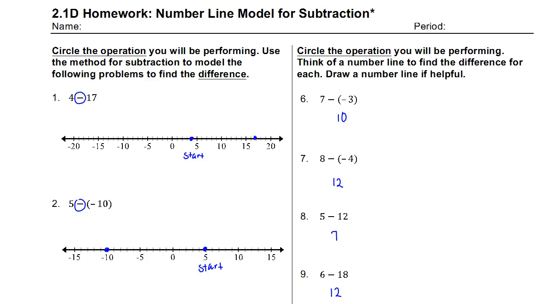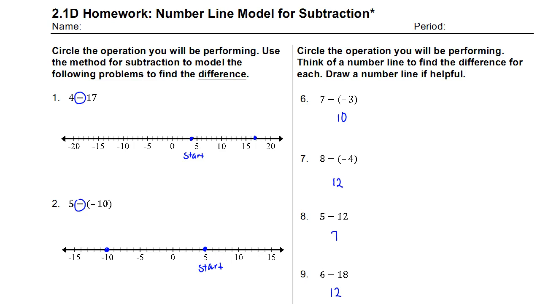Okay, so we're first going to go over the 2.1D homework, which you completed for your warm-up today. For numbers 1 through 5, I've already circled the operation and graphed the two integers on the number line and noted which integer was first in the expression and labeled it as the start on the number line. So remember that I want to find the distance between the two numbers, and then I want to note which direction I'd have to go to get back to my starting integer.